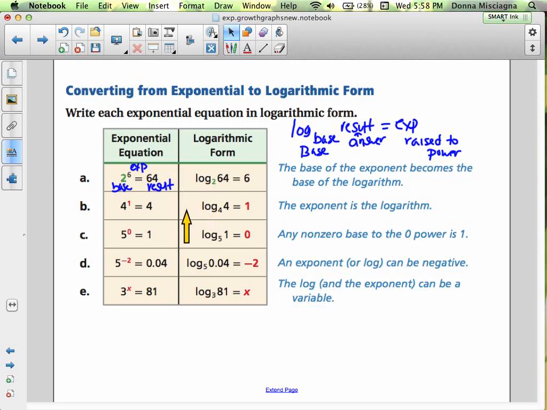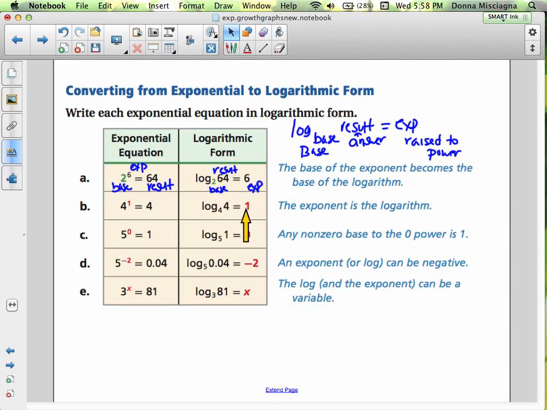So now here, this is our base. This is the result. And here's the exponent. So log base 2 of 64 is saying, what do you have to raise 2 to get 64? Well, that answer would be 6.